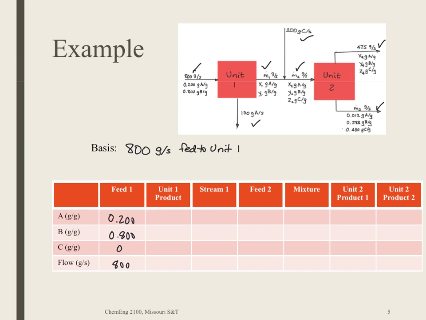Unit 1 product is going to contain only A, flowing at a rate of 100 grams per second. So 100% A, no B, no C. Stream 1 contains some A and it contains some B. Let me erase that.